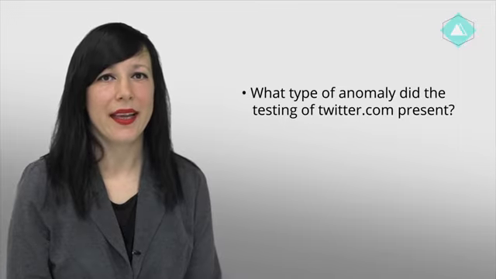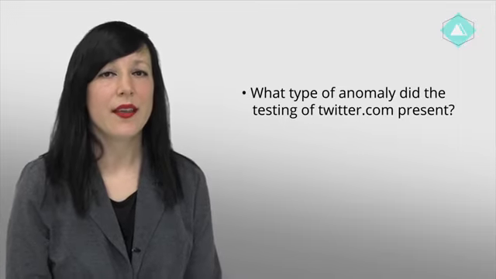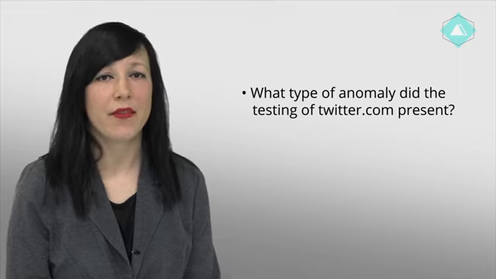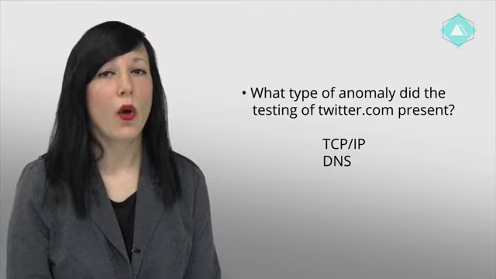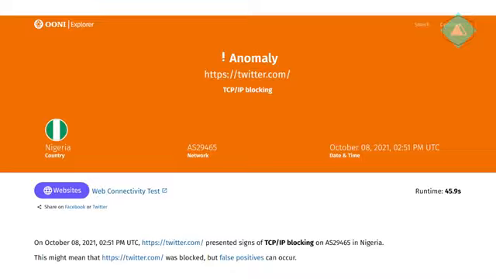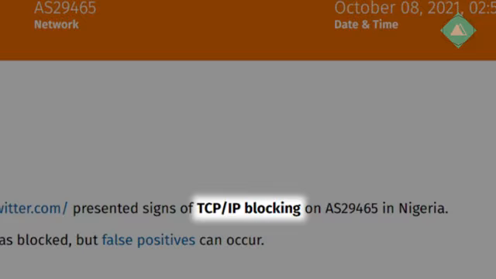What type of anomaly did the testing of Twitter.com present? This is annotated at the start of every OONI measurement page, and it can be a TCP/IP anomaly, a DNS anomaly, or an HTTP anomaly. In this case, we see that the testing of Twitter.com in Nigeria presented a TCP/IP anomaly.